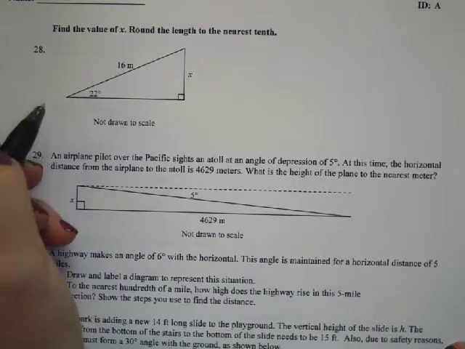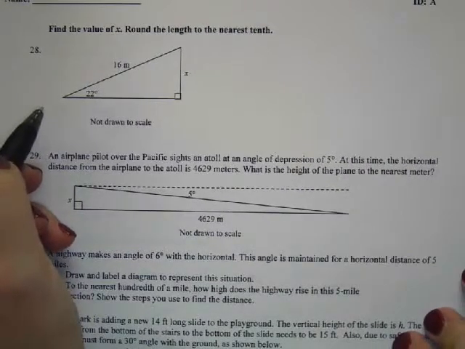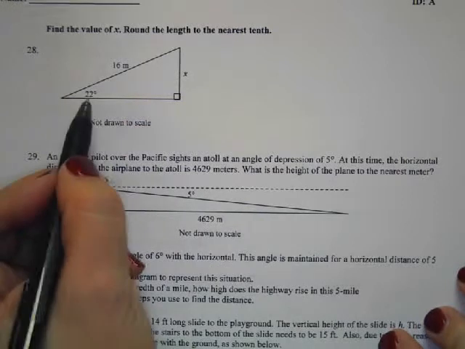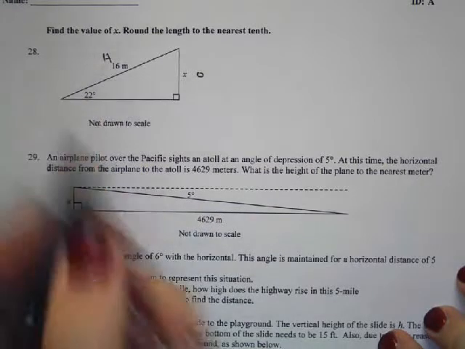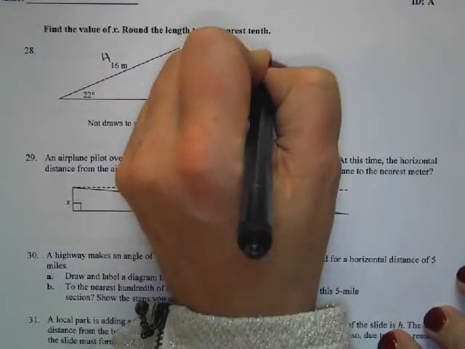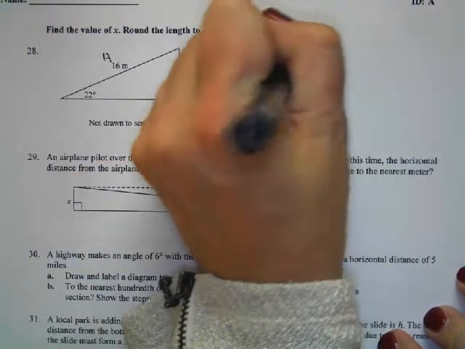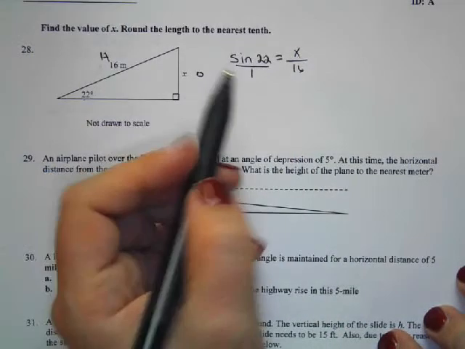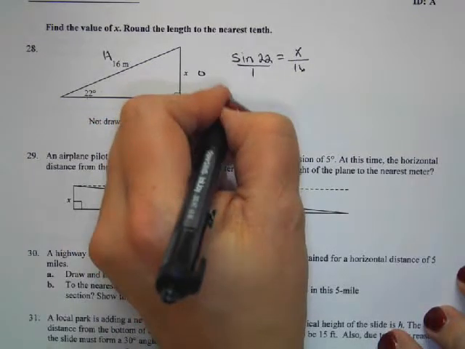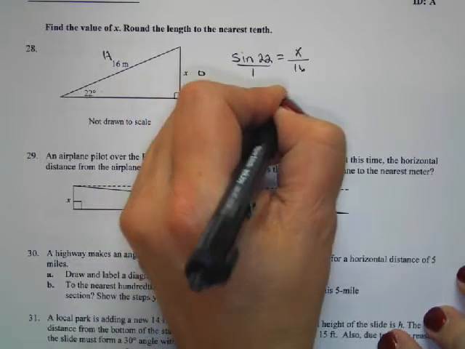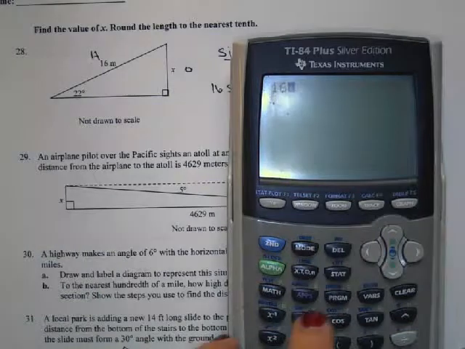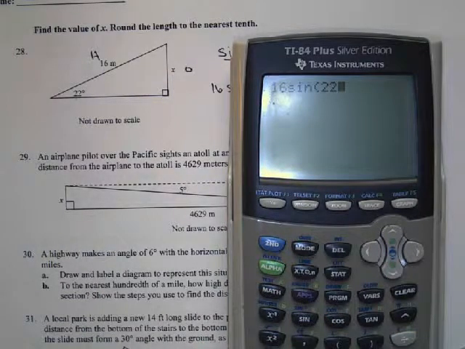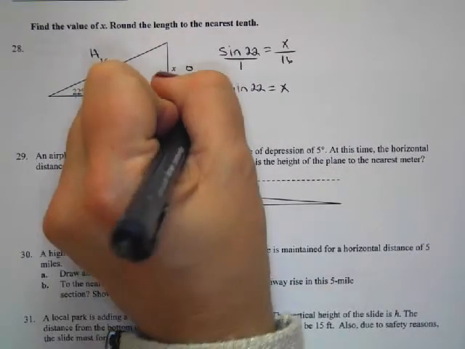Okay, for problem number 28, I need to write a trigonometry ratio. So I have, from the given angle, the opposite, and I have the hypotenuse. So OH is sine, so I have the sine of 22 degrees equals x over 16. So I can cross multiply. So 16 times the sine of 22 is going to give me x. So again, on my calculator, I'll go 16 and then sine 22, and it'll be about 6 feet. For nearest tenth, it would be 6.0.